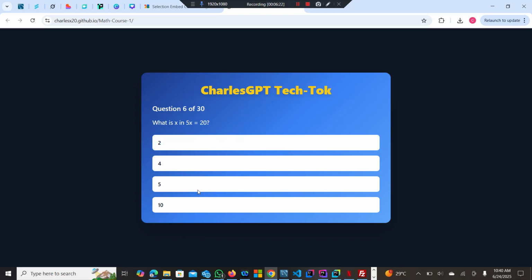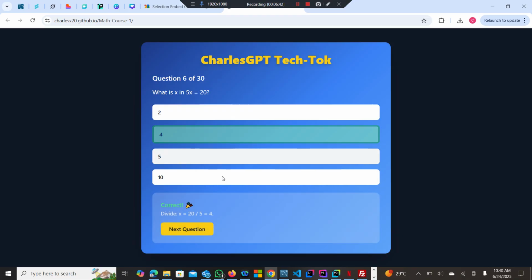So next question, we have what is x if 5x equals 20. What we'll do is divide both sides by 5. So 5 here, x makes x stand alone. Then since we are looking for x, it would be 20 divided by 5, which is 4. So it gives a detailed explanation at the end. Correct, divide, x equals 20 divided by 5.